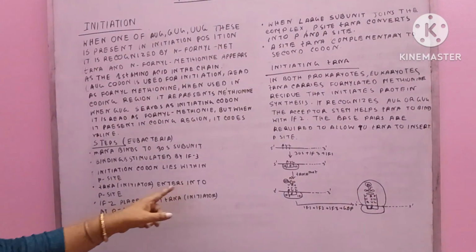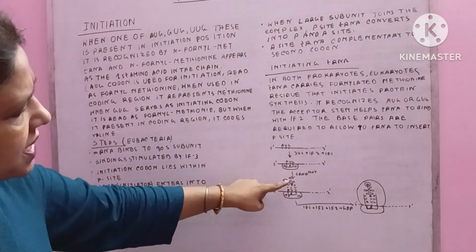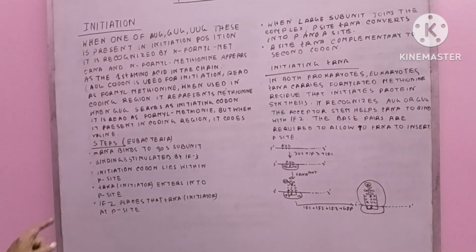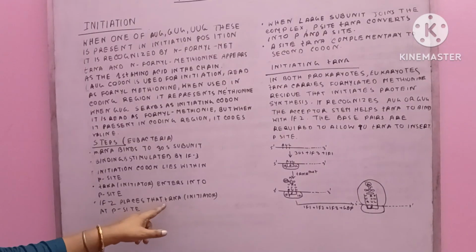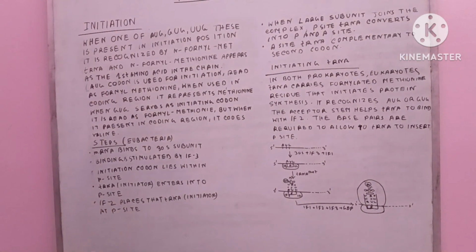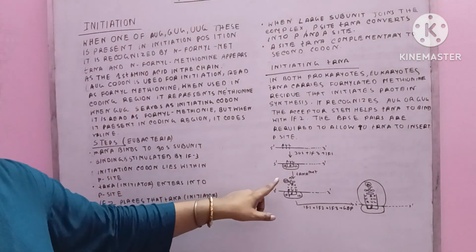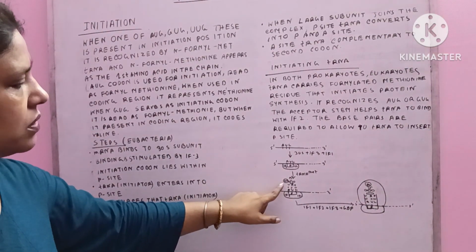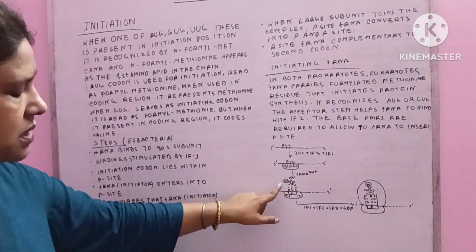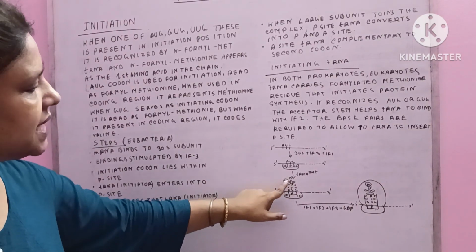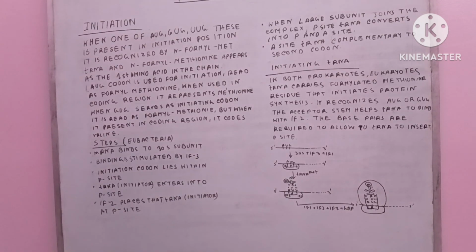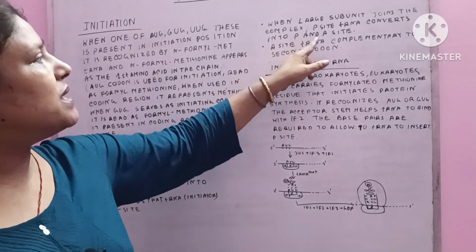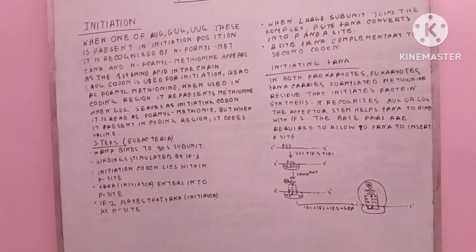The tRNA enters the P site, and IF2 places that tRNA at the P site. IF2 is very important here, as it helps to place the tRNA in the P site. When the large subunit joins the complex, the P site tRNA converts into the P and the A site.